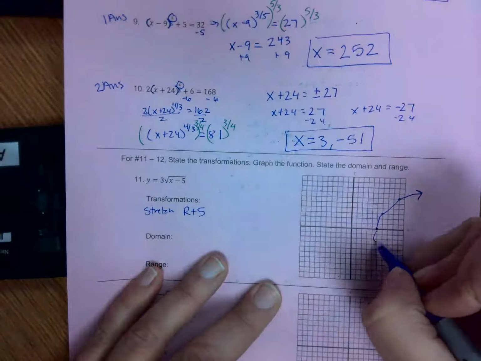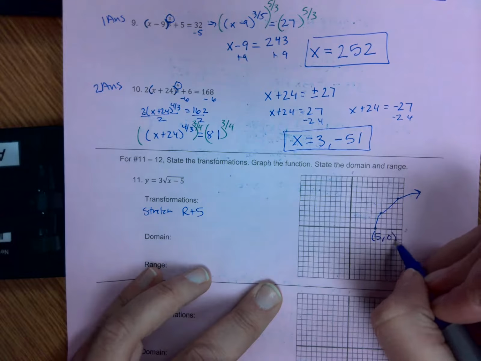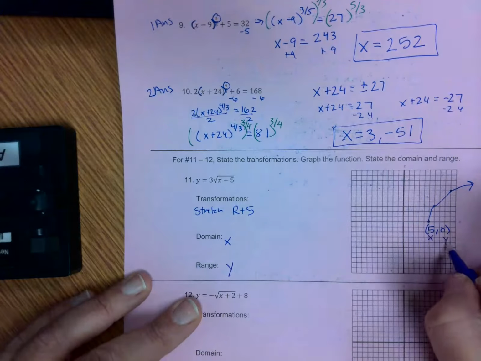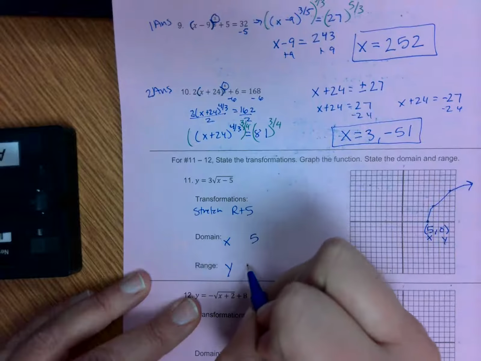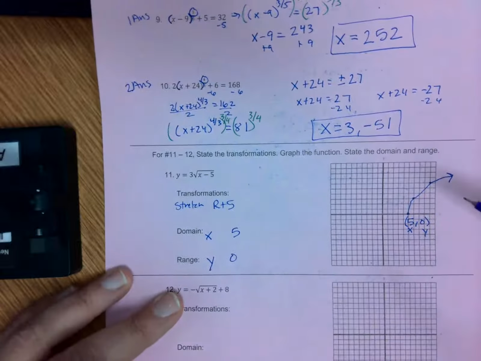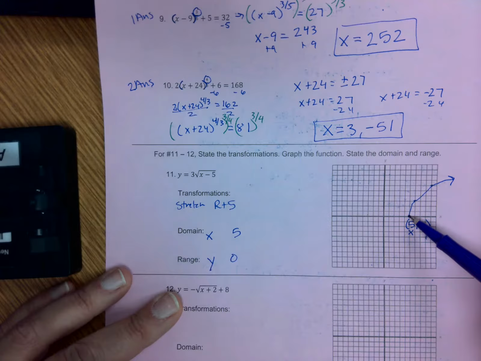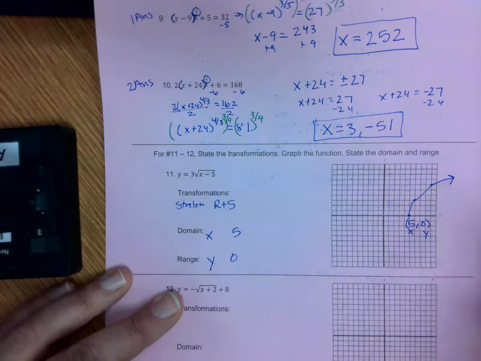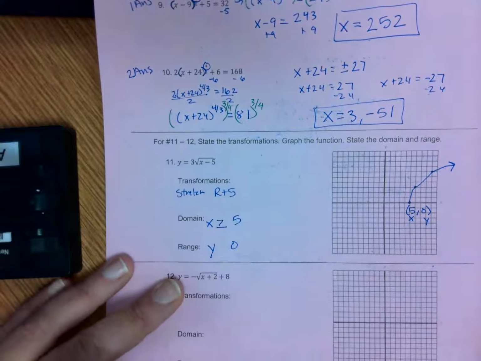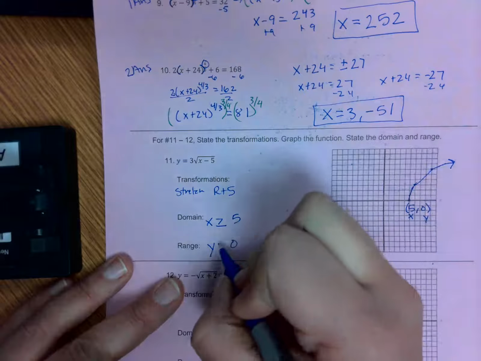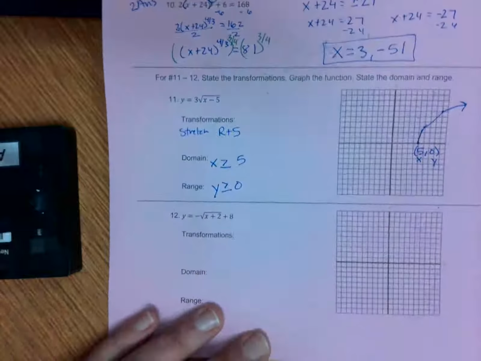Now, this is the point I want to focus on. This point is 5, 0. My domain is x, my range is y. If I'm standing on this point and I'm focusing on my domain first, domain moves left and right, and I'm walking on the path of the graph, I'm moving to the right. When I'm moving to the right, x is getting larger. So this is greater than or equal to. Same thing if I'm starting at this point and I'm walking on this path, now I'm focusing up and down. My graph is moving up, so y is getting larger, greater than or equal to.